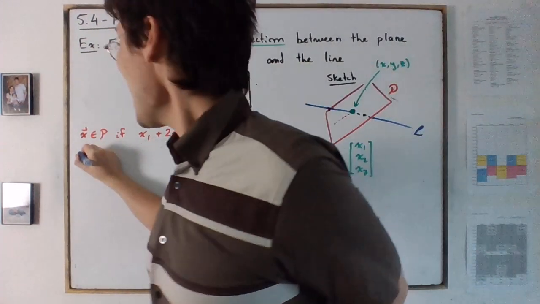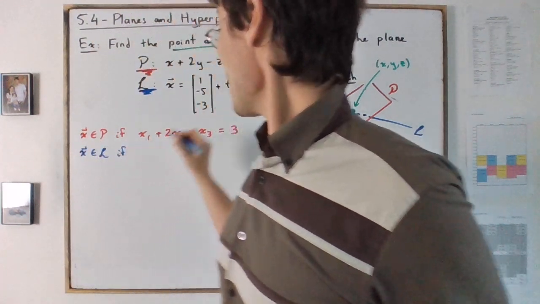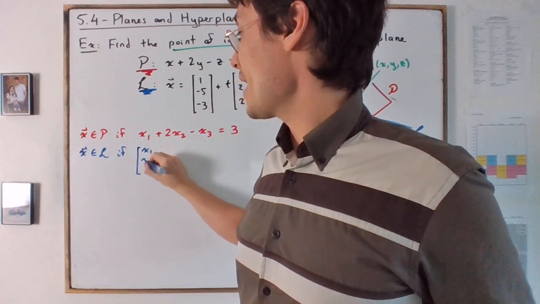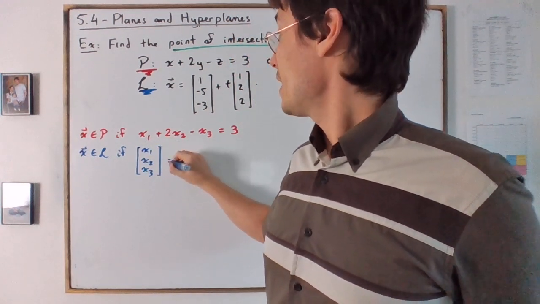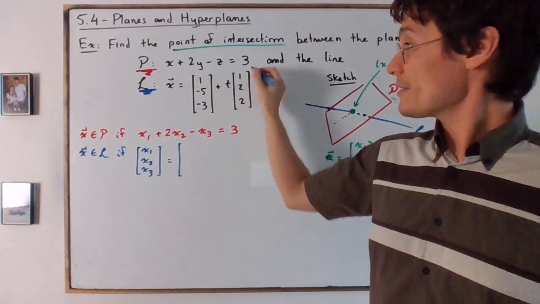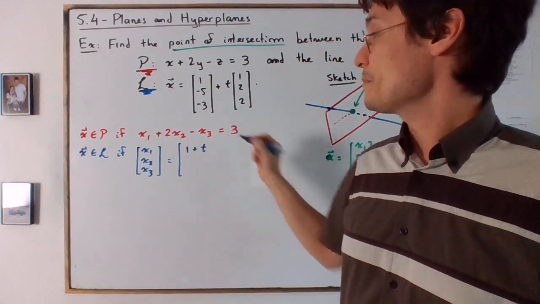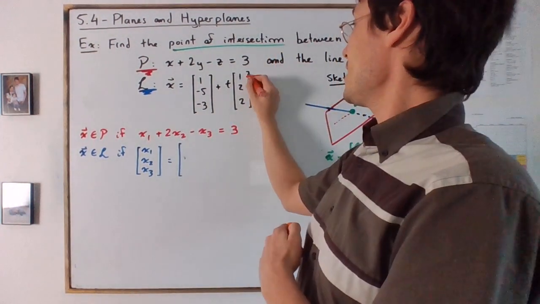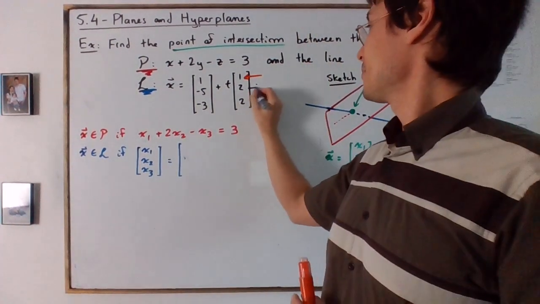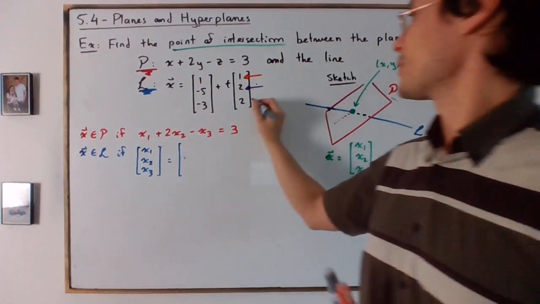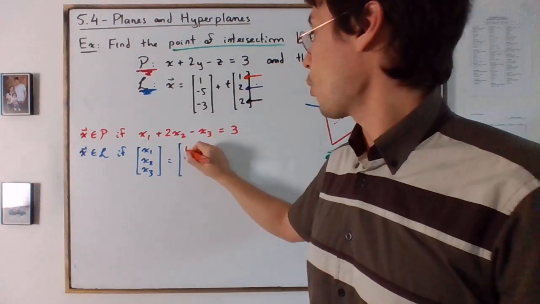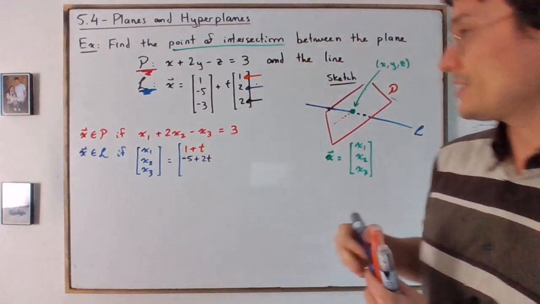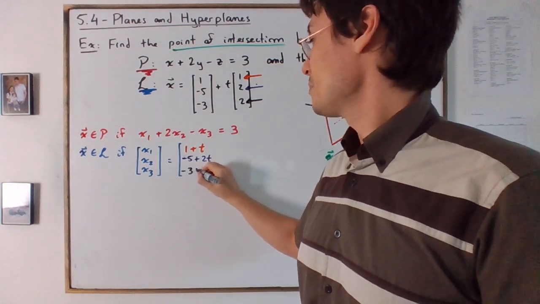Now, x is in the line if, and now you have to read this vector equation carefully. If x1, x2, x3 is equal to, and now what we're going to do is pair these together. We pair up the components together, right? First component, second component, third component. So we have 1 plus t as the first component. The second component, we have negative 5 plus 2t. And the third component, we have negative 3 plus 2t.